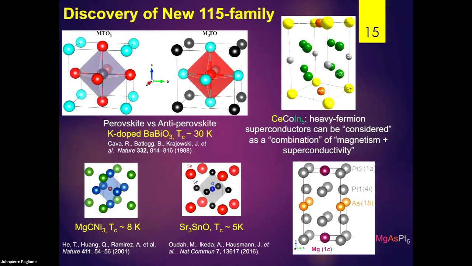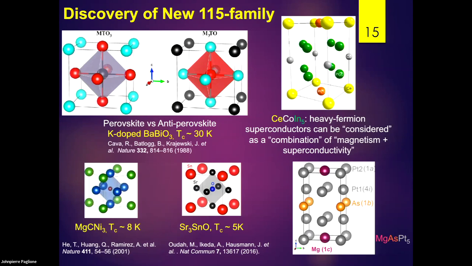And when I checked the database, there's a compound that came to my mind: MgAsPt5. They have the same space group. If we look at this compound, platinum is the transition metal, and here the transition metal is cobalt, and arsenic is a main group element, and indium is a main group element. So we call it the anti-115 structure type.